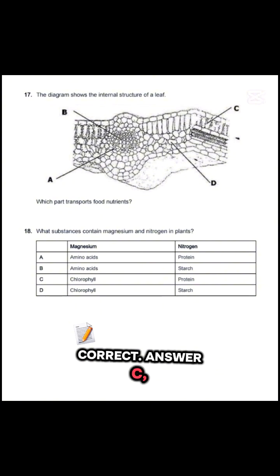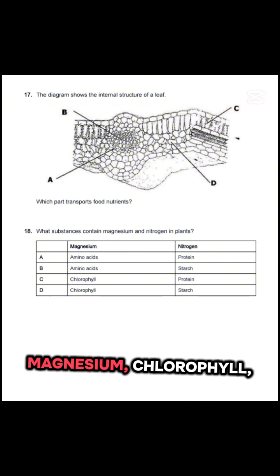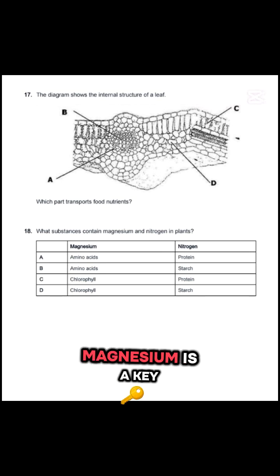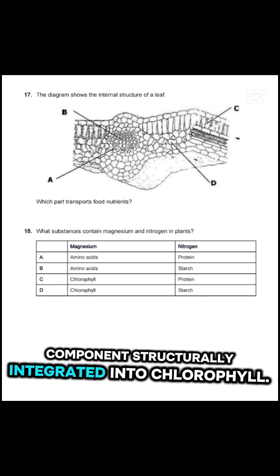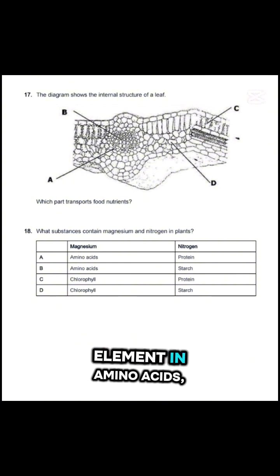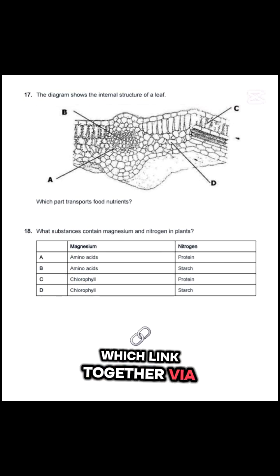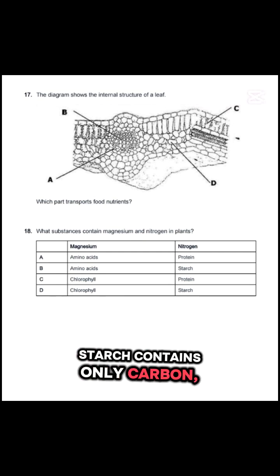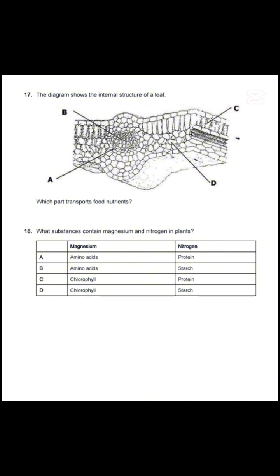Correct answer, C. Magnesium, chlorophyll. Nitrogen, protein. Explanation and reasoning: magnesium is a key component structurally integrated into chlorophyll. Nitrogen is a foundational element in amino acids, which link together via peptide bonds to form proteins. Starch contains only carbon, hydrogen, and oxygen, CHO.